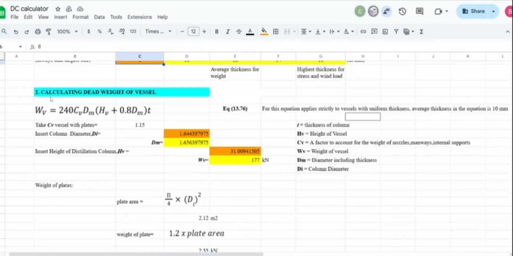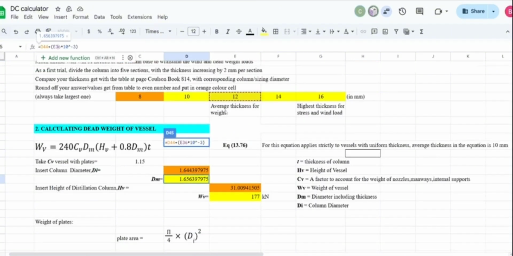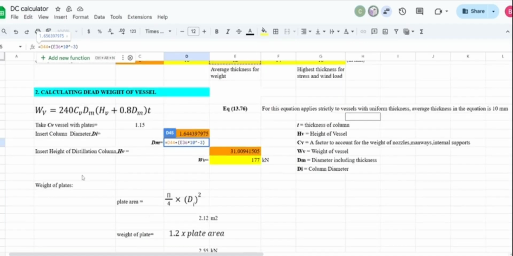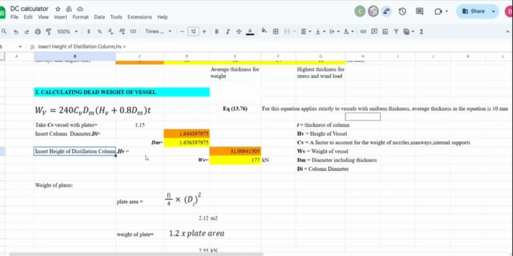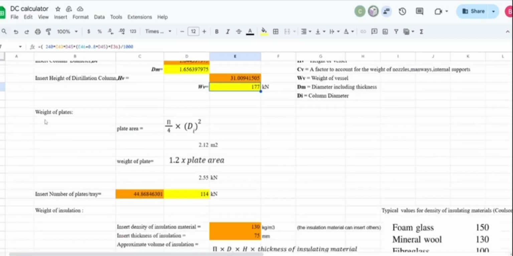Then second, you need to calculate the dead weight of the shell using this equation. First, take C_v, vessel with plates, 1.15, and you need to insert the column diameter, the same as in the sizing before, which is 1.64. From there you can get the column diameter including the thickness, where you will be using the average thickness for weight. You also need to insert the height of the distillation column from the sizing, and then you can calculate the weight of the shell using the formula, and you will get 177 kilonewton.